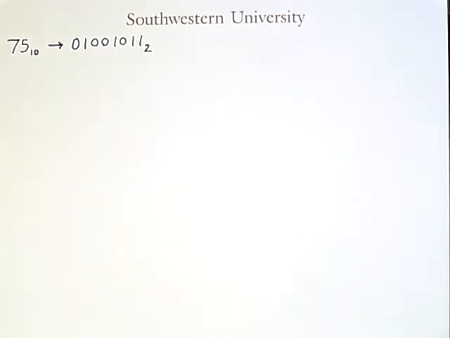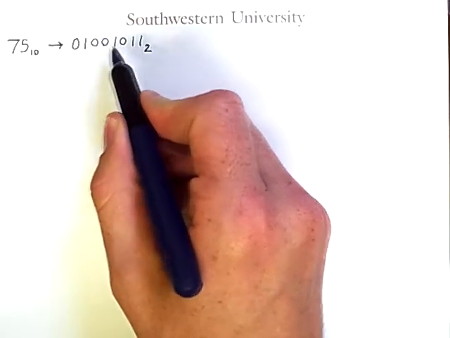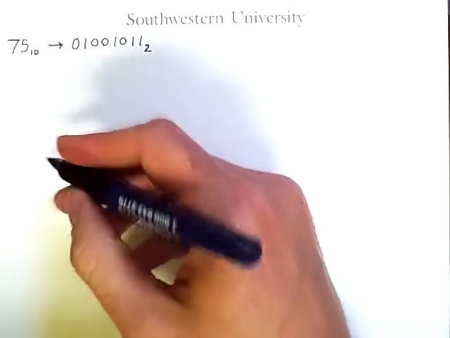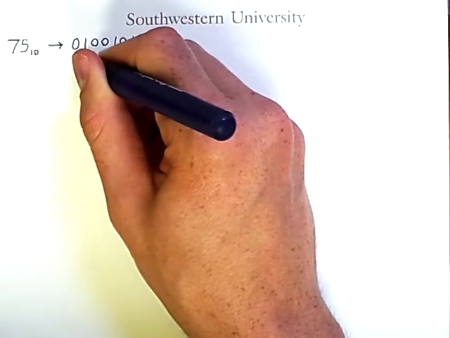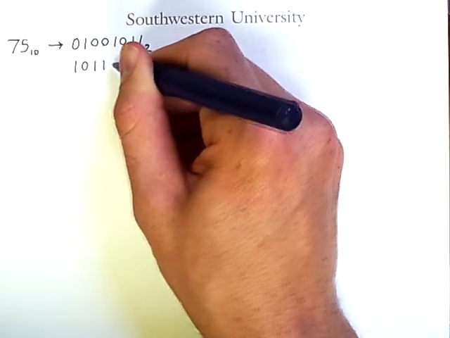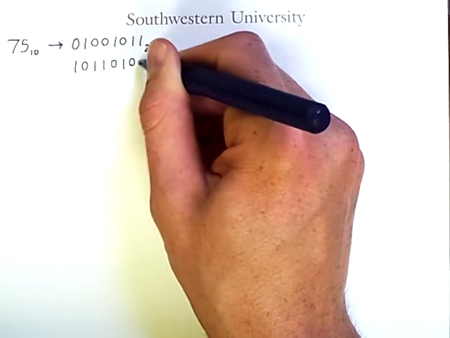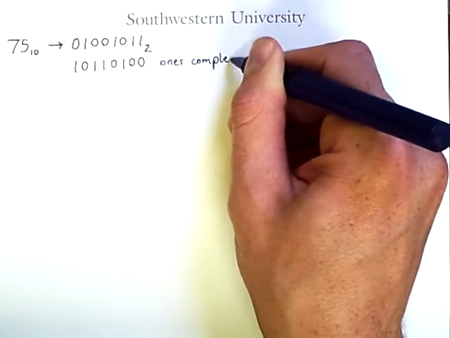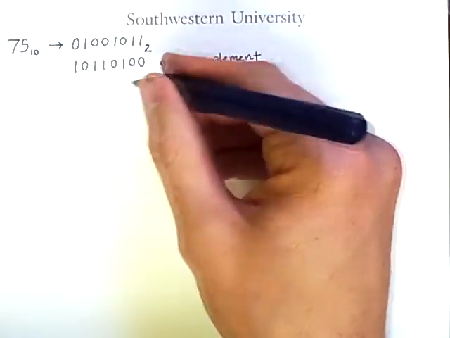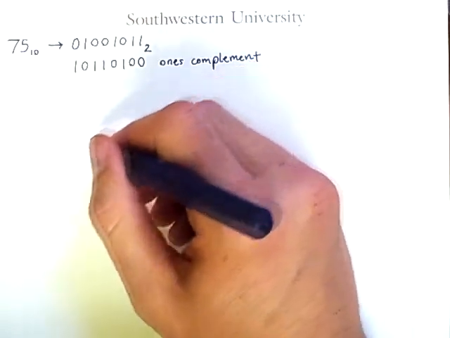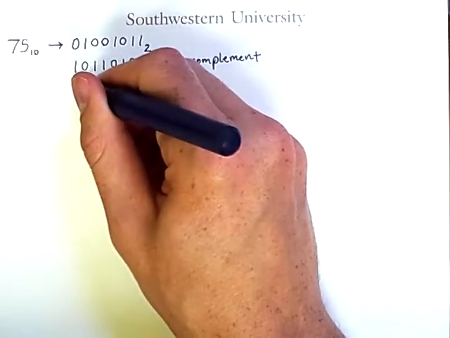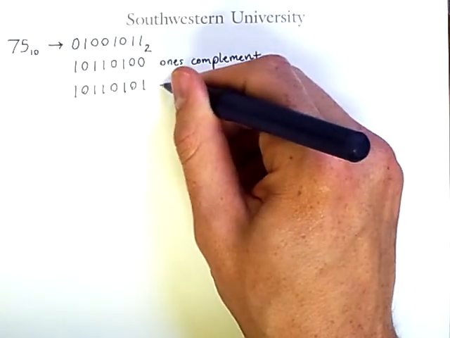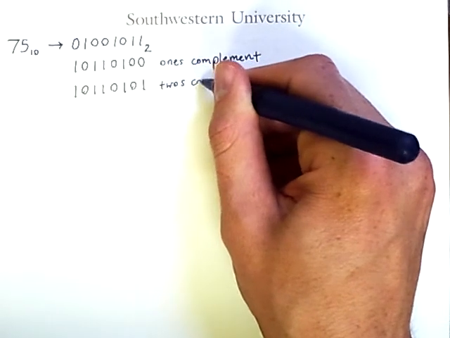75 in decimal corresponds to 01001011 in binary. Now we can convert this to 2's complement by first getting the 1's complement, which is 10110100. That's the 1's complement, and then we can convert it to 2's complement by adding 1. So we have 10110101. This is 2's complement.